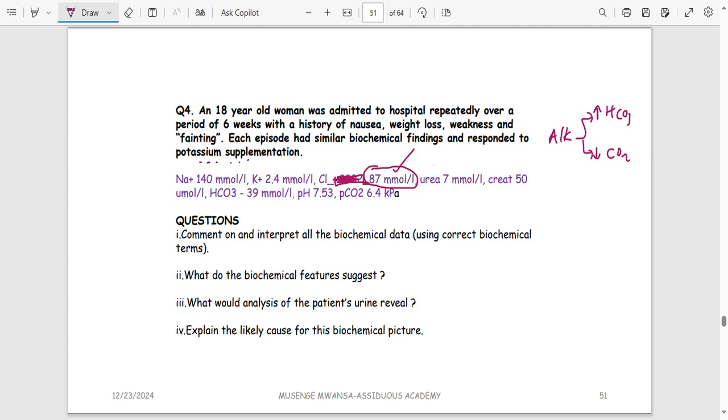Low creatinine. Creatinine is produced from the muscles when they are broken down. So low creatinine indicates a small muscle bulk, because if the muscles are big, they're going to be broken down, and then you're going to have a lot of creatinine being produced, and then that is going to go to the kidney for excretion.